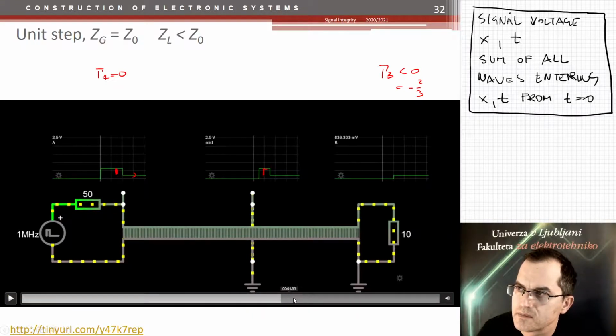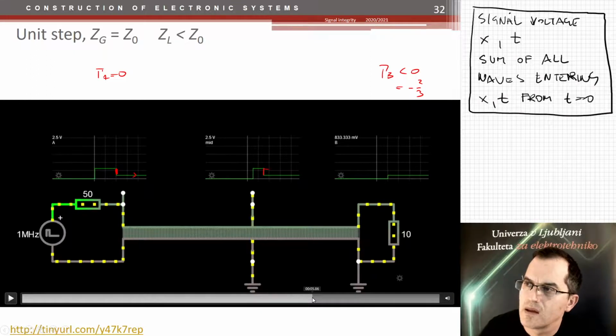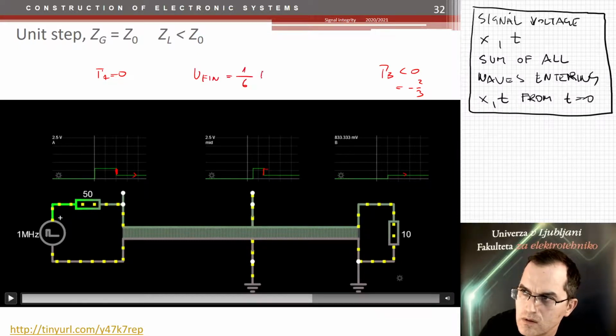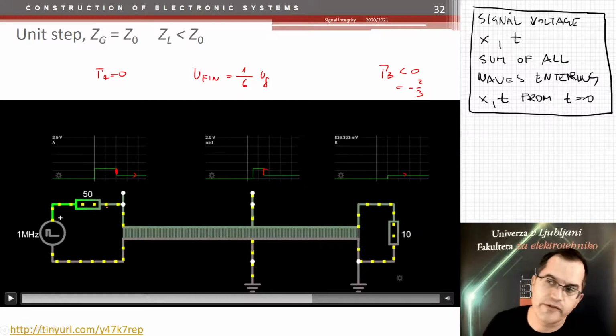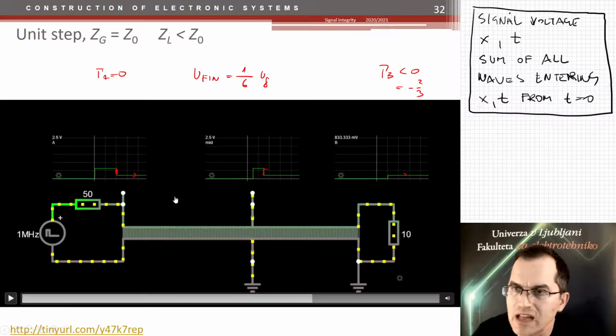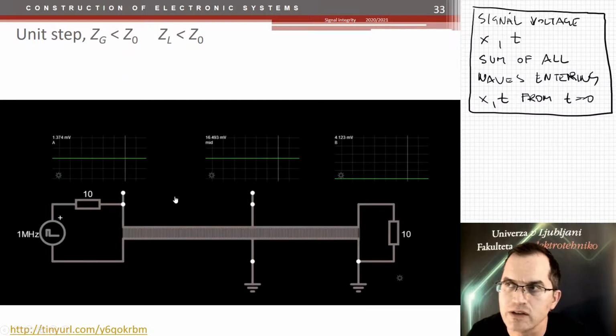This is the case which you already checked out. So we have a negative wave reflecting back, and finally we have the final voltage of 1/6 of the generator voltage. And you see there is some transition going on due to the reflections on the transmission line. But now the things will start to be more interesting.